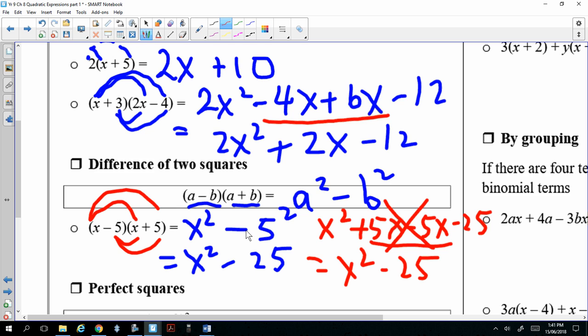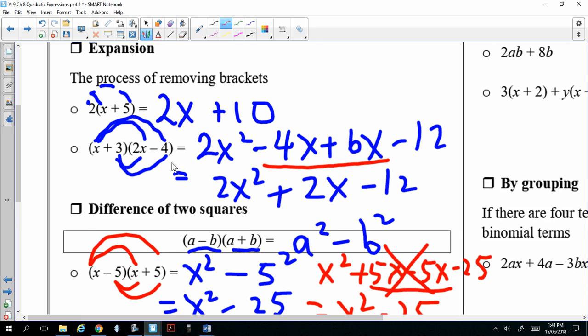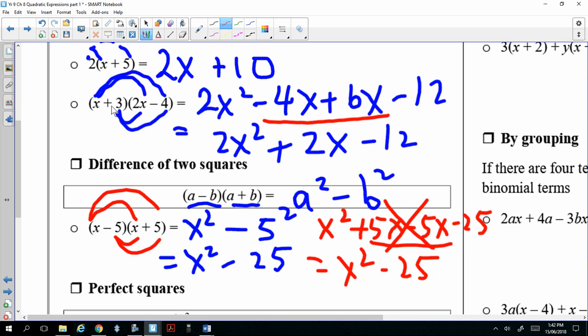It's always minus. For difference of 2 squares, if you have a minus c and a plus c, it's always a minus in between. This one, that's not difference of 2 squares. You will get 3 terms. Oh, how do you know whether that's a minus or a plus? That's 3 times negative 4. 3 times negative 4 is negative 12. So when one of them is plus, the other one's negative, you get negative there. See, this has a minus and a plus, you get negative here. Okay? Does that answer your question?